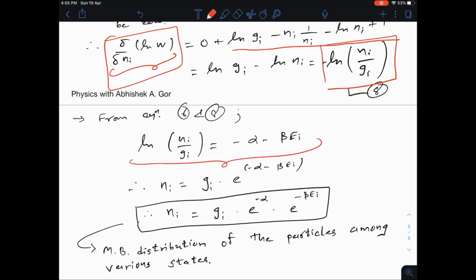Taking the exponential, we get rid of the logarithmic term. So n_i becomes g_i into e to the power minus alpha minus beta e_i, so that n_i is equal to g_i into e to the power minus alpha into e to the power minus beta e_i. This term is the Maxwell Boltzmann distribution of the particles among various states. Is it clear? So this is the derivation we have done for the Maxwell Boltzmann distribution.